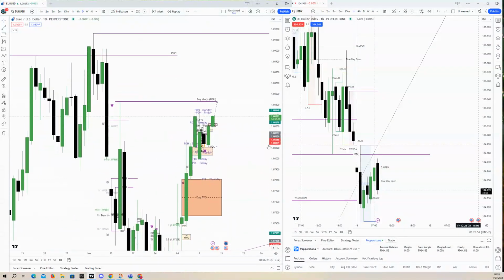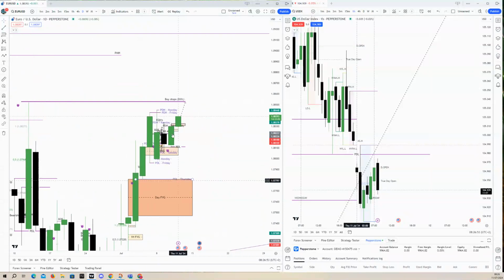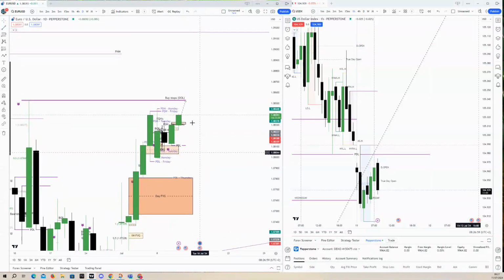On the daily, we can see that we are moving up. So my bias is long at the moment, and definitely this level is targeting that level. So I'm hoping that I can enter a trade and monetize on this movement.